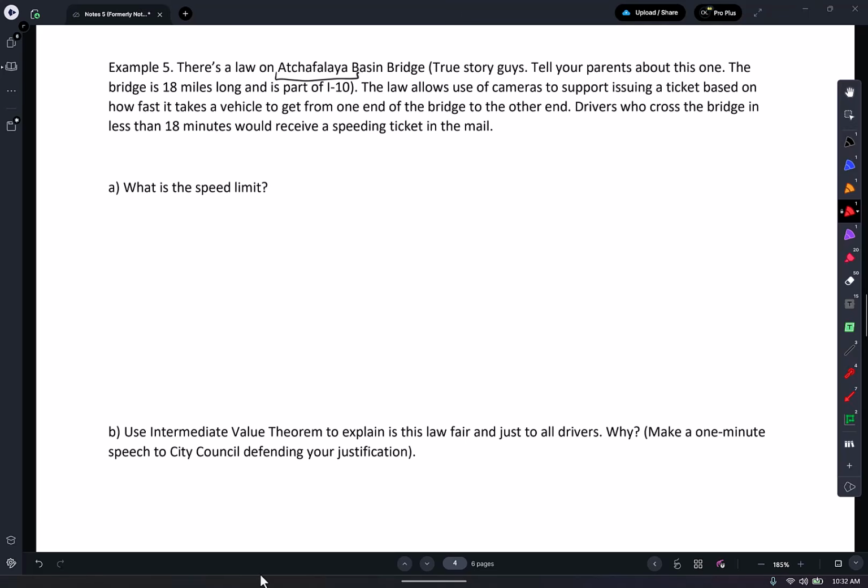All right, go for it, Gonzalez. Here we go, guys. There's a law about the Atchafalaya Basin Bridge. True story, guys. Tell your parents about this one. The bridge is 18 miles long and it is on I-10. The law allows use of cameras to support issuing a ticket based on how long it takes a vehicle to get from one end of the bridge to the other. Drivers who cross the bridge in less than 18 minutes will receive a speeding ticket.